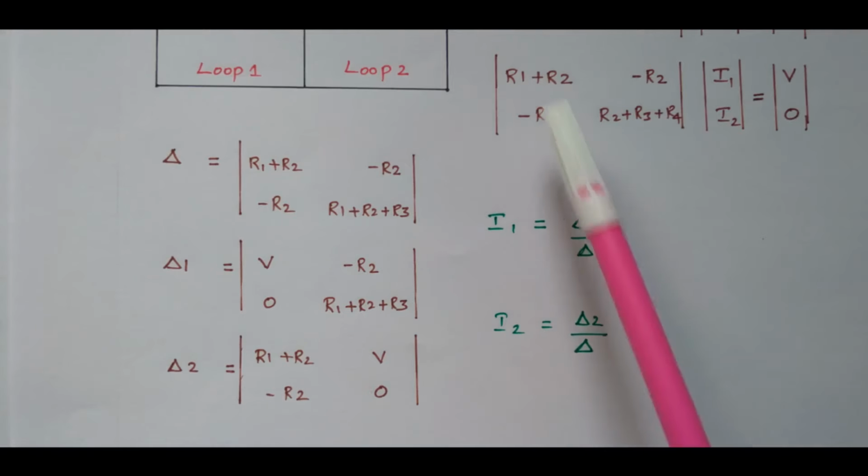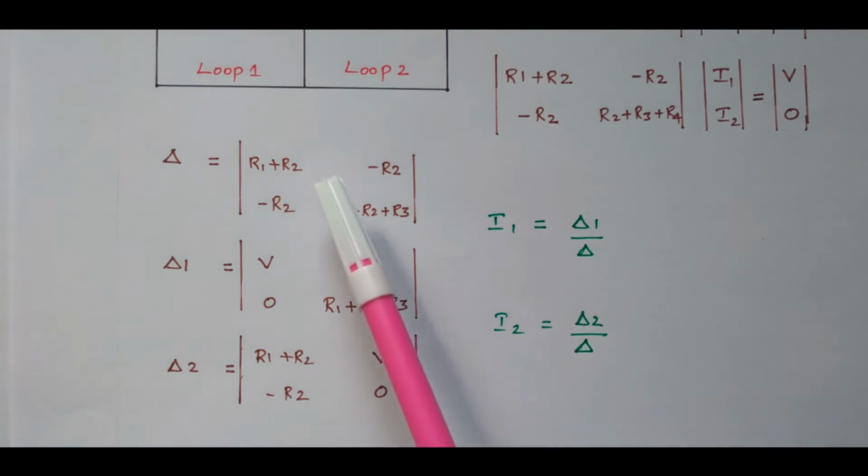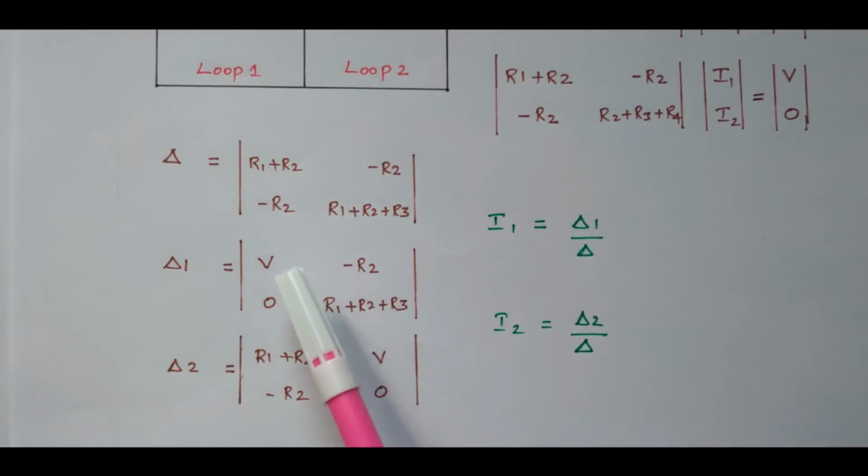We can easily frame this matrix. We can easily calculate the del value, del 1 and del 2. From that we can easily find the value of I1 and I2. But in the equation method, according to the direction, the equation's sign, negative or positive, will automatically change. But in the matrix method, we need to frame a uniform current direction. Then only we can apply the law.